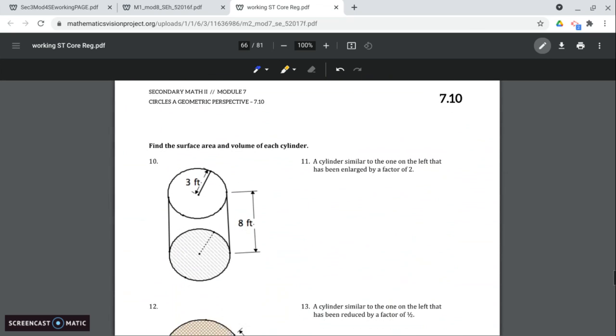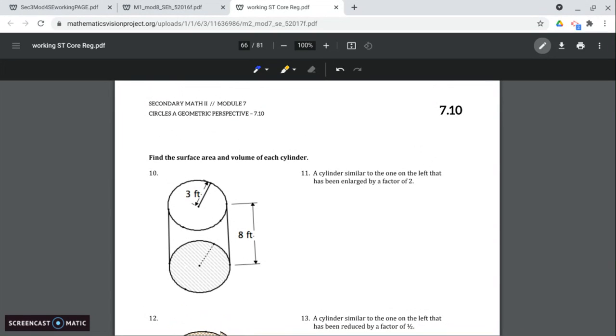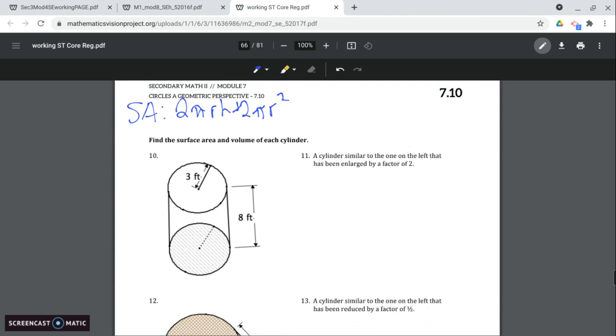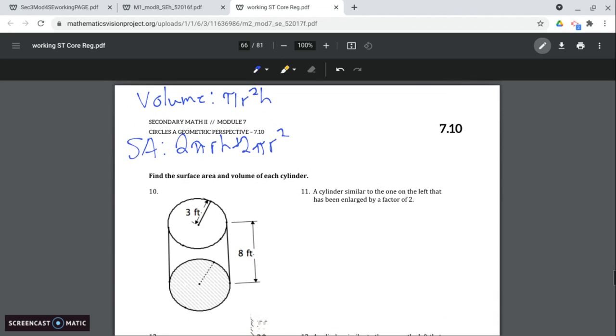Okay? All right, now for cylinders. So now we're looking at volume and surface area of a cylinder. So volume of a cylinder, this is our equation, pi r squared h. Surface area of a cylinder, a little bit more work. So 2 pi r h plus 2 pi r squared.